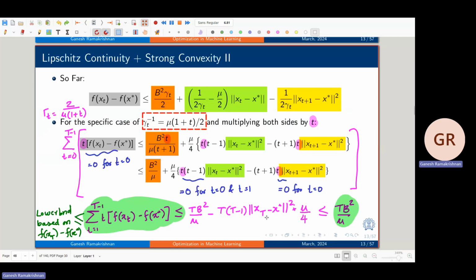Okay, so this is interesting. Now, this entire right hand side has a negative. See, these negative terms, we should try and see if they can be eliminated. They don't add much value. So minus of t into t minus 1 xt minus x star square, the whole thing, we know this negative is less than equal to 0. So I can just cancel it out and say this is less than equal to tb square by mu. Okay, what have I got? The summation is less than equal to tb square by mu.